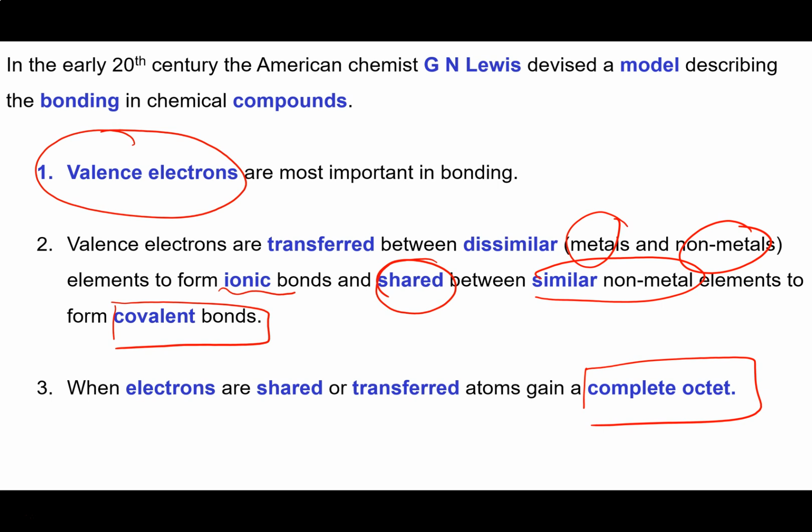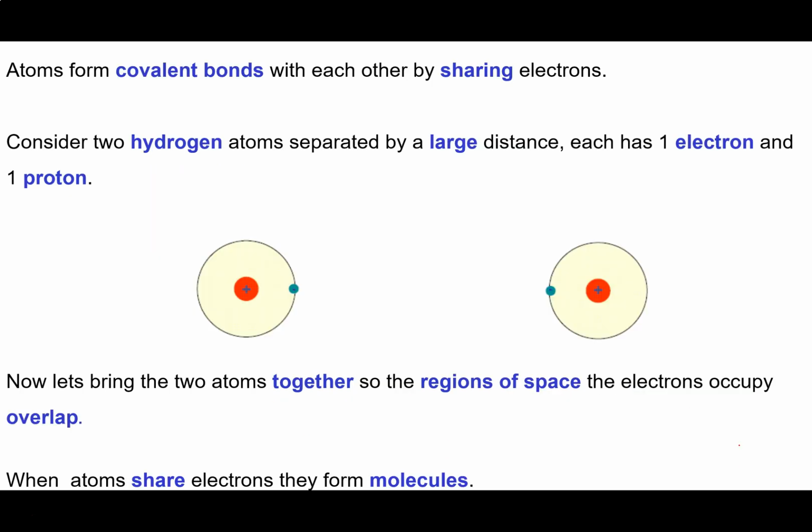I should point out that there is one exception to atoms becoming stable when they obtain 8 electrons, and that's hydrogen, which has an electron configuration 1s1. Hydrogen loves to obtain the electron configuration of helium, which is 1s2. And so hydrogen doesn't need a complete octet to have a noble gas configuration. Hydrogen has a complete octet when it has 2 electrons.